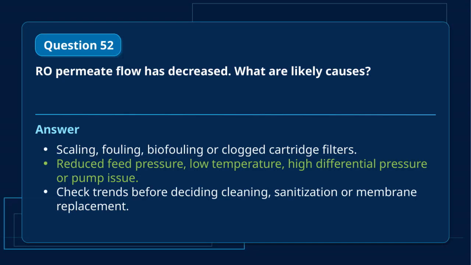Here we have a question about a decrease in RO permeate flow. The likely causes include scaling, fouling, biofouling, or clogged cartridge filters. Other factors to consider are reduced feed pressure, low temperature, high differential pressure, or issues with the pump. It's important to review the trends carefully before deciding whether cleaning, sanitization, or membrane replacement is necessary. This helps ensure the right maintenance action is taken based on the actual problem.